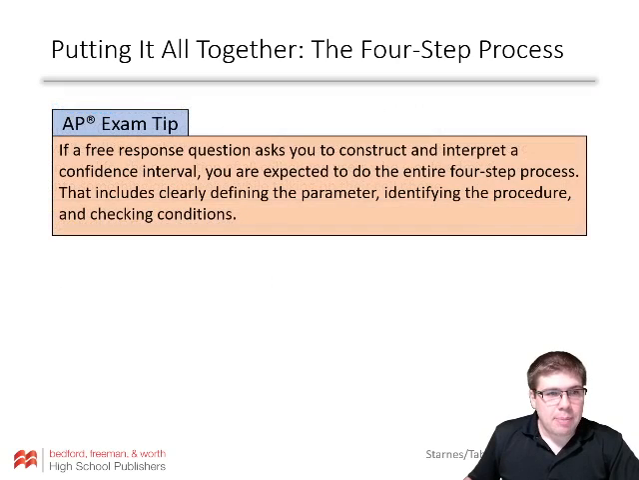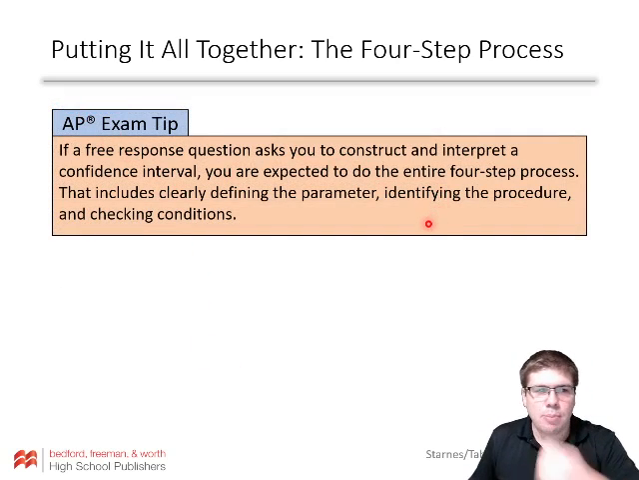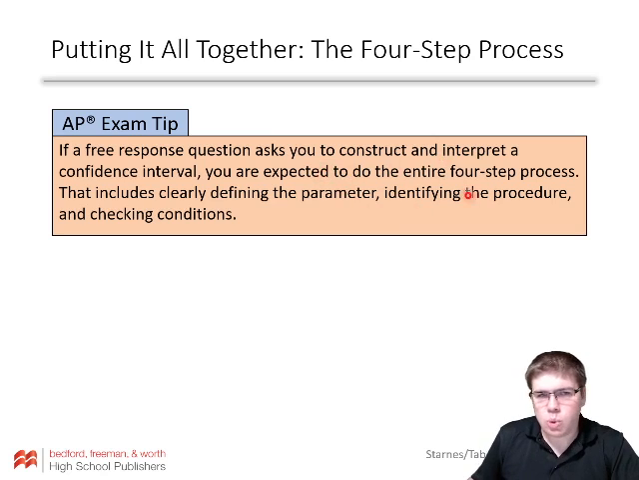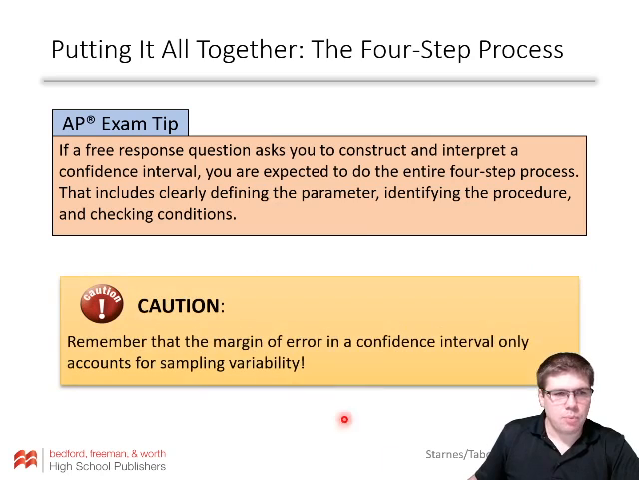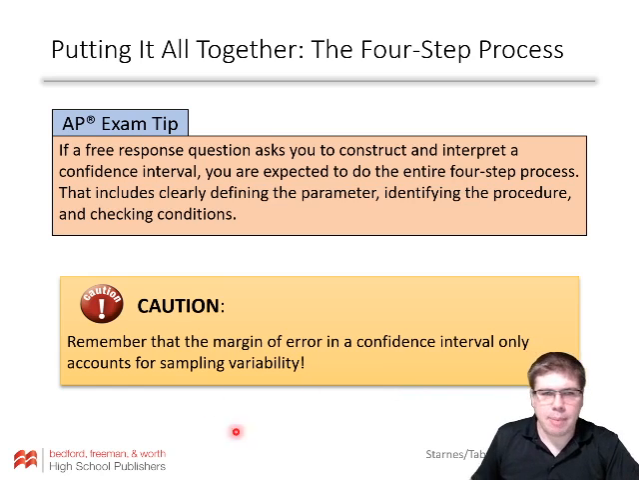All right, AP exam tip. If a free response question asks you to construct and interpret a confidence interval, you are expected to do the entire 4-step process. That includes clearly defining the parameter, identifying the procedure, and checking conditions. These are all things that people frequently leave out. So remember that the margin of error in a confidence interval only accounts for sampling variability. It doesn't account for bias.